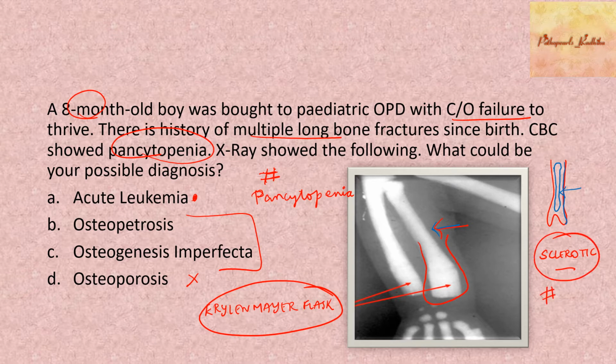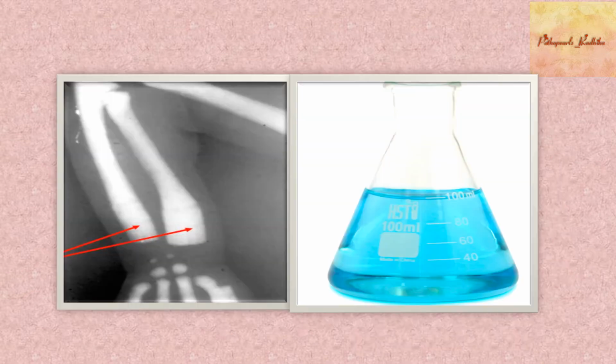Okay. And because you don't have the medullary cavity, there are no hematopoietic elements in the marrow. So you have pancytopenia, right? So with this history of fracture, pancytopenia, and you have a sclerotic bone with Erlenmeyer flask deformity, your answer is osteopetrosis. Okay, so it's osteopetrosis. So now let's see about osteopetrosis. So this is how an Erlenmeyer flask looks like, and this is how your sclerotic bone without any medullary cavity looks like. Okay, now let me tell you what is osteopetrosis.